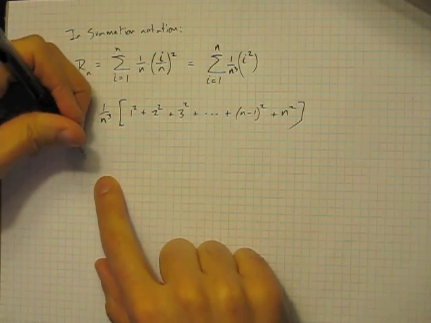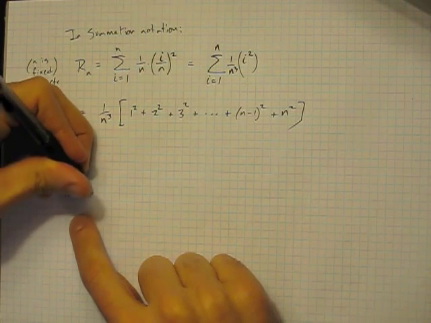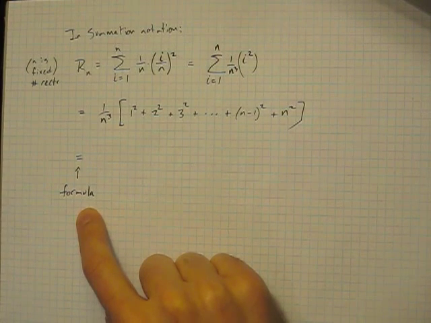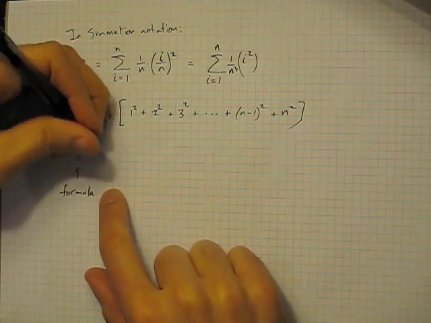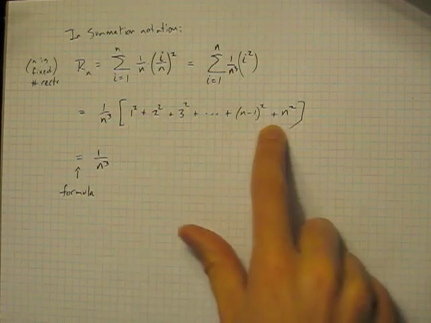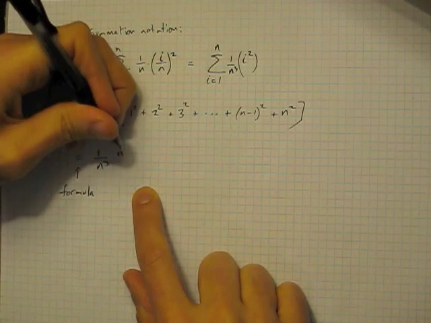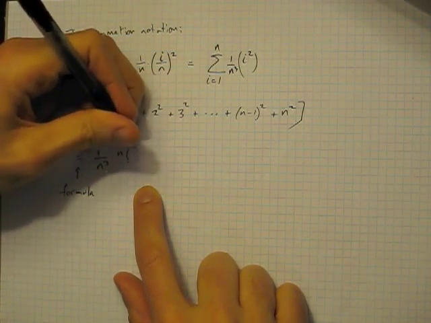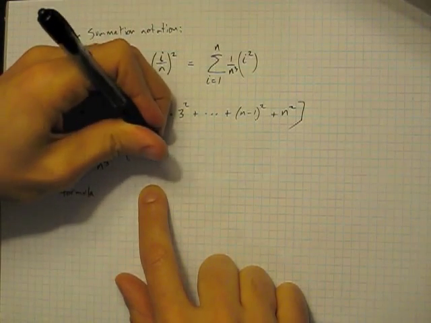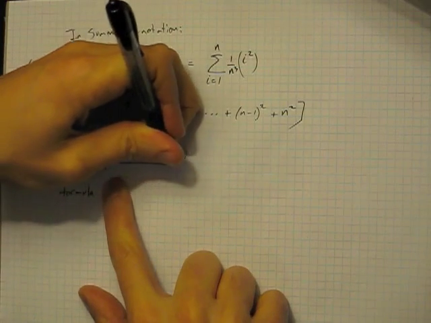Okay, so now there's a formula for this that obviously I don't want you to memorize. So the formula for this is, well, the 1 over n cubed just comes along, but there's a formula for this part, the sum of these things. So this is equal to n times n plus 1 times 2n plus 1, and all of this is over 6.